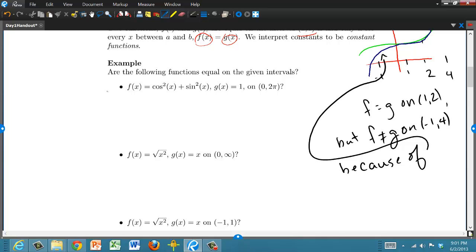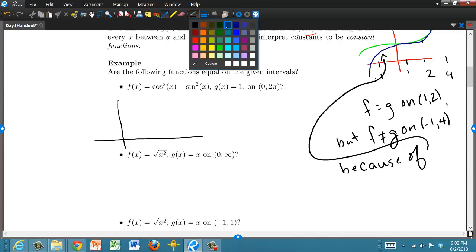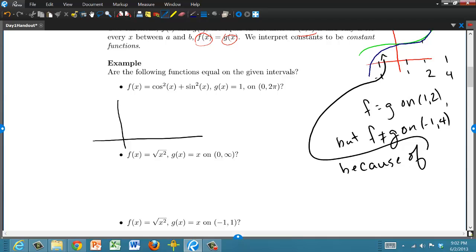So if f is cosine squared x plus sine squared x, and g is the function 1, is f of x equal to g of x on 0 to 2 pi? Well, let's go ahead and graph things. So I put some axes here, right? We can go ahead and simplify things. If I were to graph f of x, I would get constantly 1, right? Because we know that for any x, cosine squared x plus sine squared x is actually 1. So here's f of x.